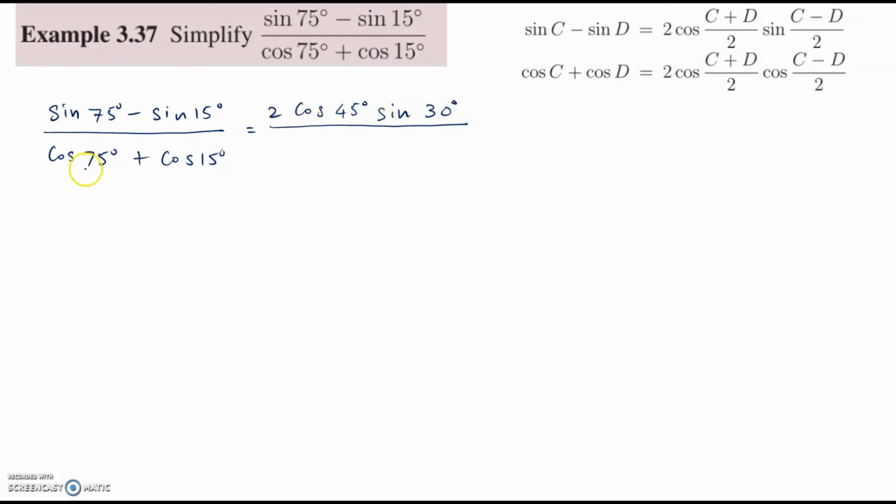Divided by cos 75 plus cos 15 degrees. We'll be using this formula here. So it's 2 times cos of (c plus d) by 2, that's 45 degrees, and cos of (c minus d) by 2, so that would be cos 30 degrees. So these two expressions will cancel and the 2 will cancel. So you're left with tan 30 degrees, which is equal to 1 by root 3.